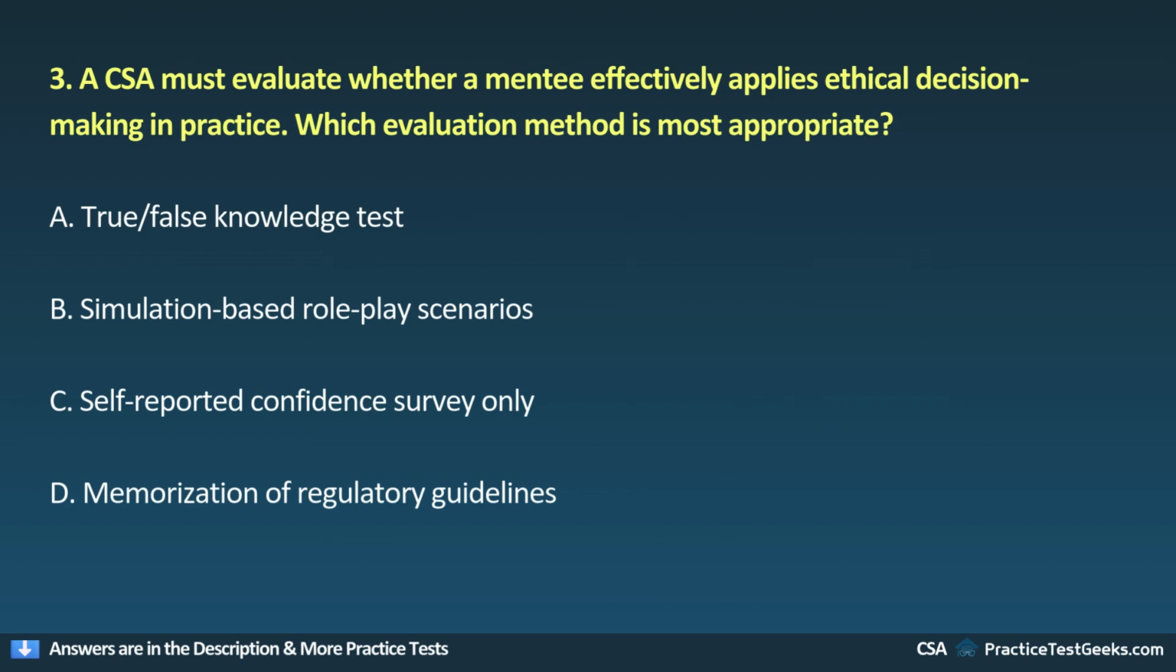3. A CSA must evaluate whether a mentee effectively applies ethical decision-making in practice. Which evaluation method is most appropriate? A. True-false knowledge test. B. Simulation-based role-play scenarios. C. Self-reported confidence survey only. D. Memorization of regulatory guidelines.